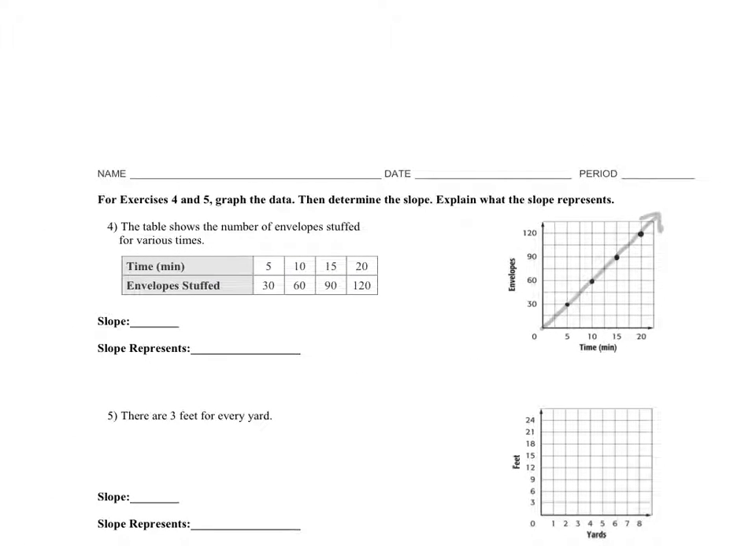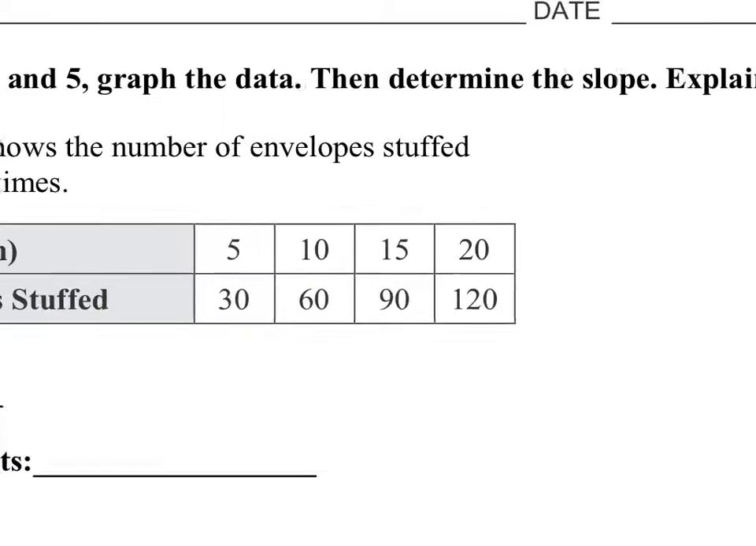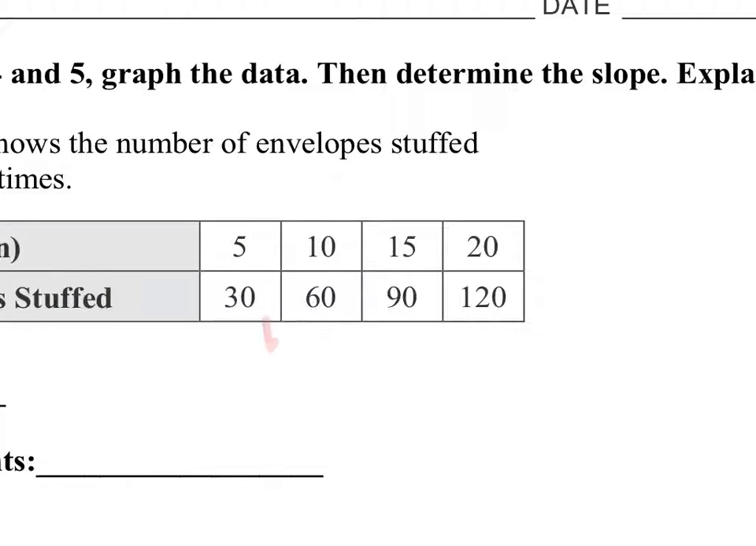And so now I'm going to do what I've been doing. I'm going to do my change of y over my change of x. So I'm going to come right down here and look at this. My change of y, I don't know why I keep switching to the highlighter. My y is changed by 30. My x is changed by 5.